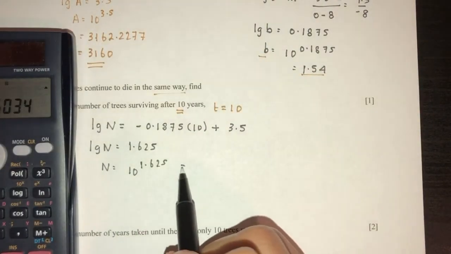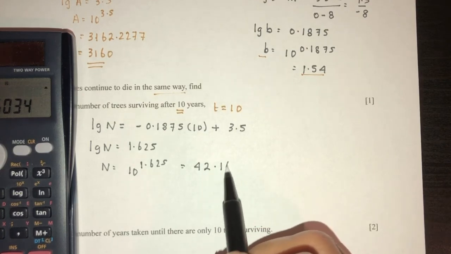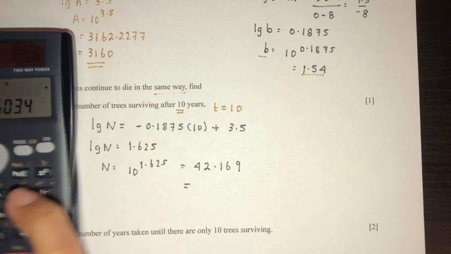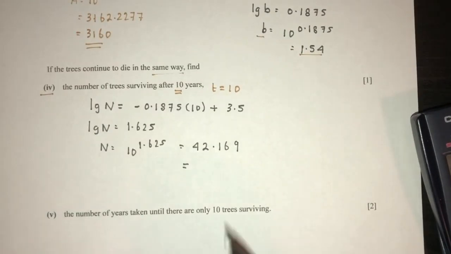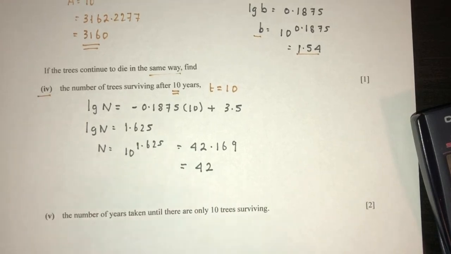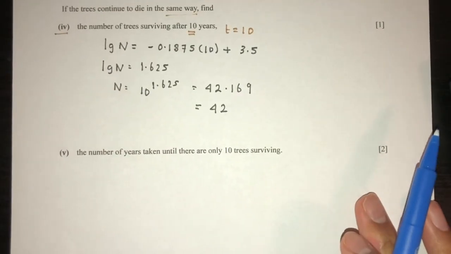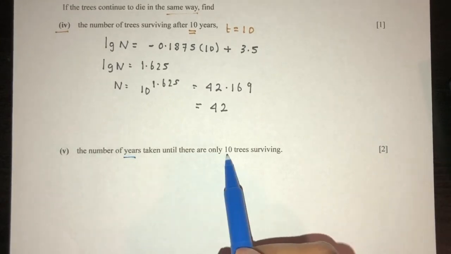That will be 42.169. So we have to write the trees to full value because we want to find the number of trees. So it will be 42. Right. That will be part 4. Now for part 5, find the number of years taken until there's only 10 trees surviving.